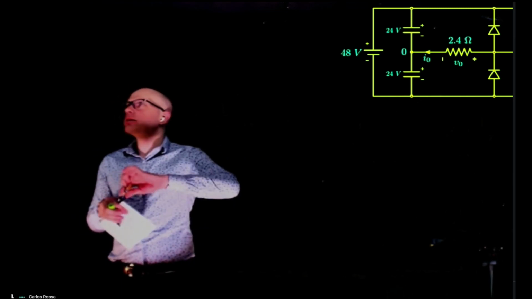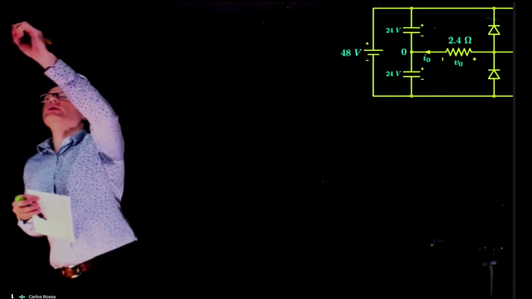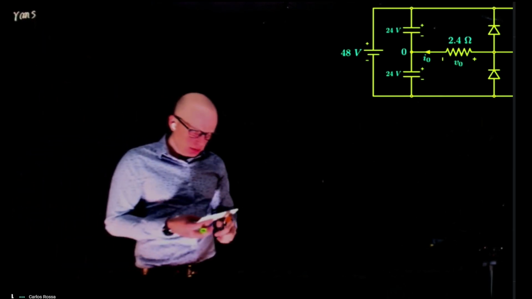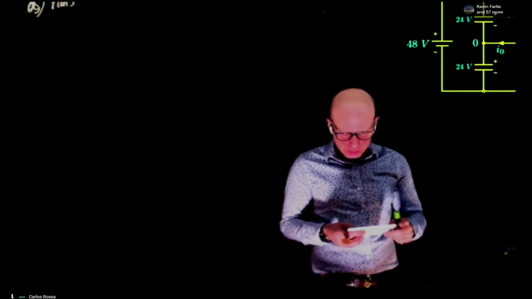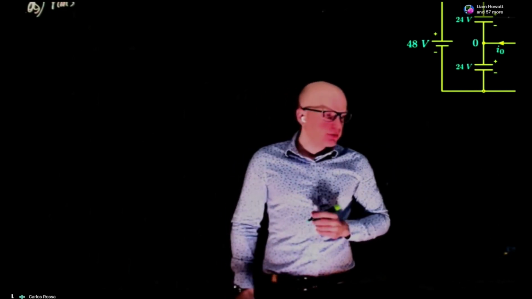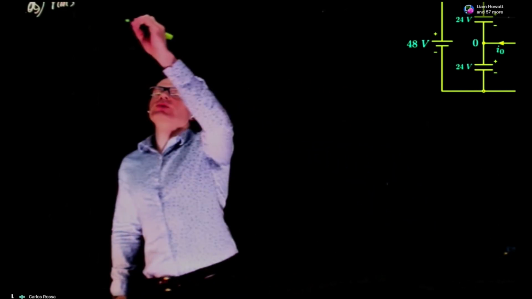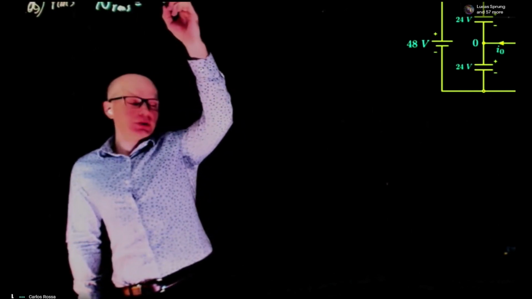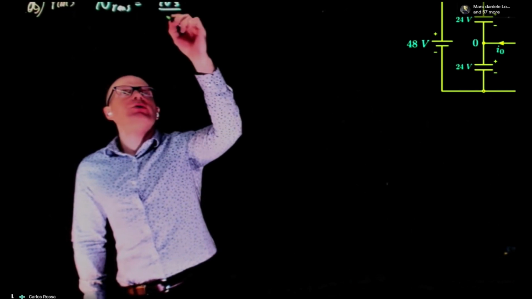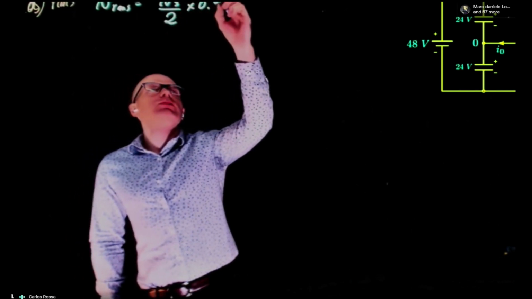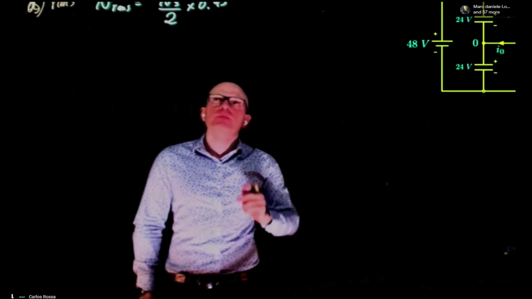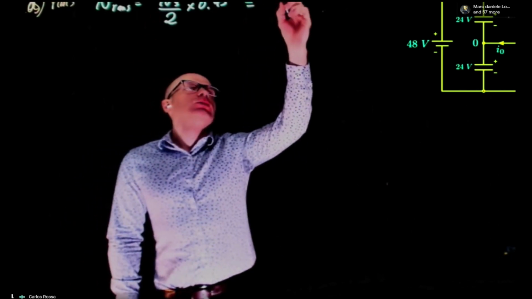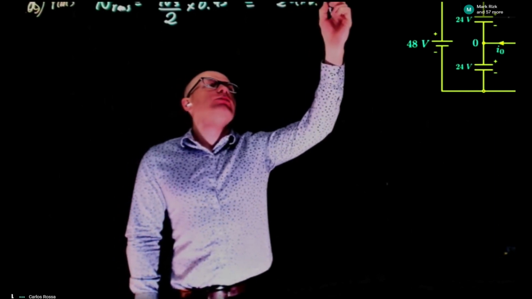And we are concerned with a number of things. First, the RMS voltage. What is the RMS voltage for this circuit? The RMS voltage would be simply the input, so Vs over 2 times 0.45, Vs being 48 volts, is 24 times 0.45.